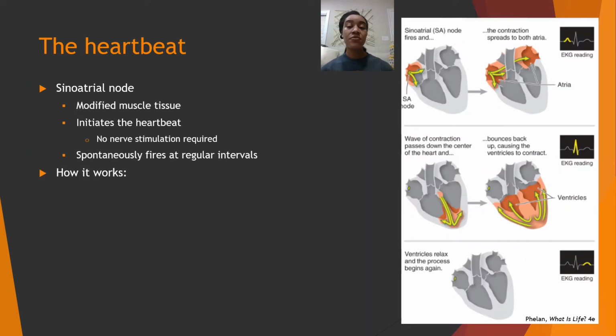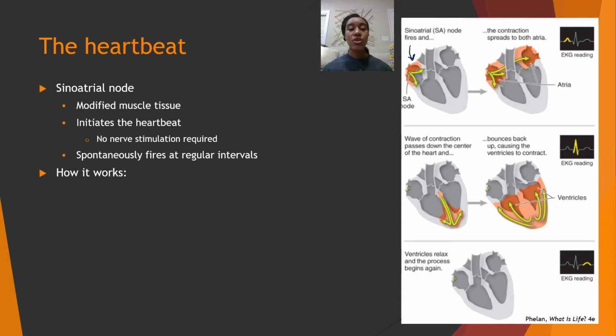We obviously need a force to push this blood through the vessels and through the circulatory system. And this force is the heartbeat. And the heartbeat is monitored or regulated by something called the sinoatrial node. And that can be seen in this picture up here.